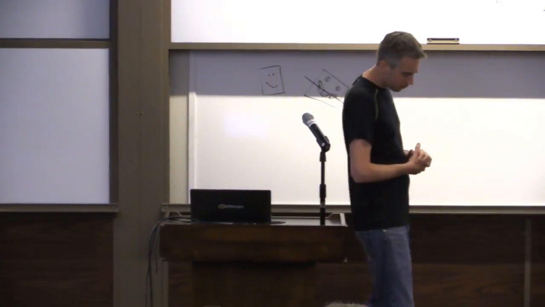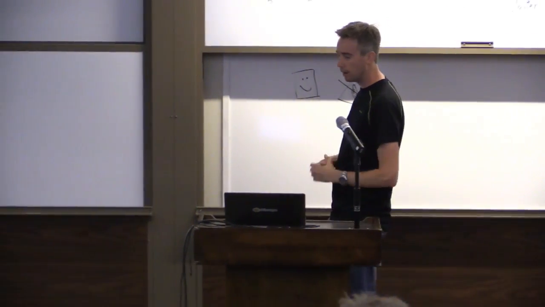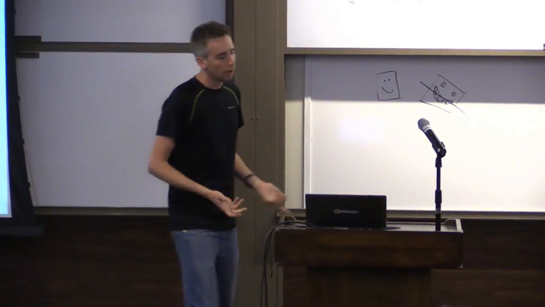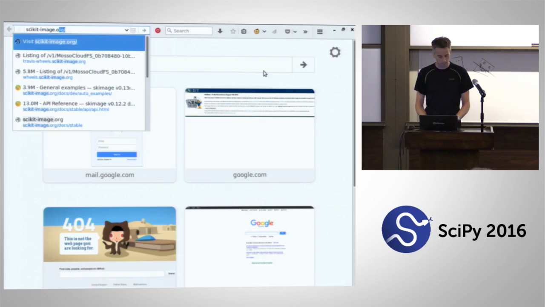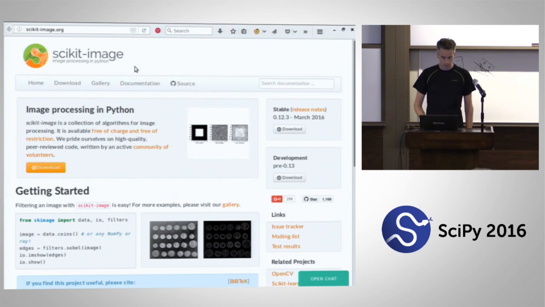So, I haven't shown you much of the Scikit-image website yet. You've seen a couple of links to the API documentation so far. So, let's take a quick look at that. If you go to scikit-image.org, that's the Scikit-image website, and you'll see a link at the top called documentation.